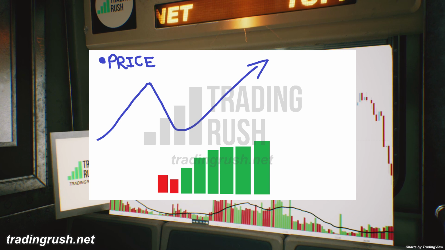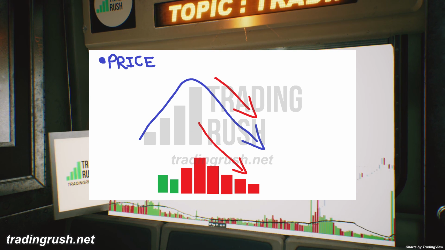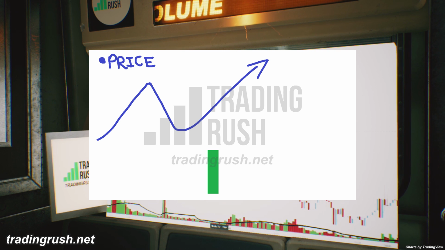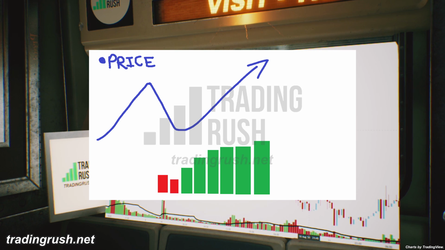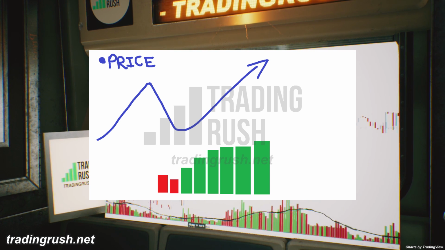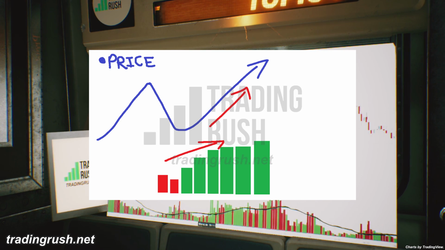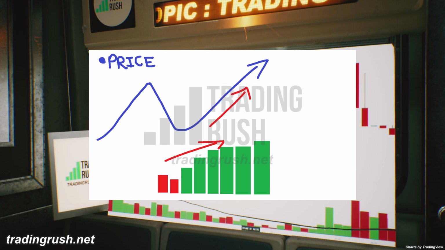Now, by increasing and decreasing volume, I'm not only talking about the volumes of individual candles, but also the volumes of all the neighboring candles. A lot of new traders will only look at the volume of the candle that they are taking the trade on, and not the volumes of other nearby candles.